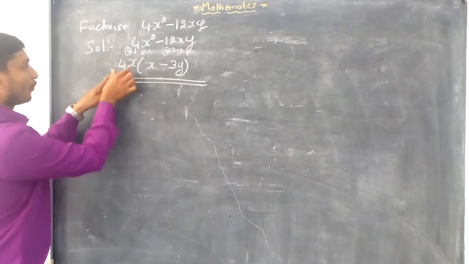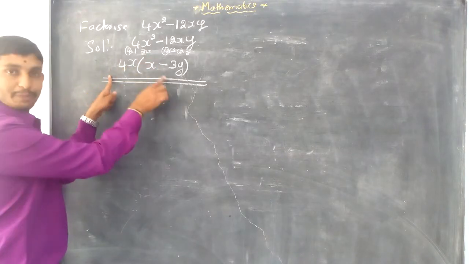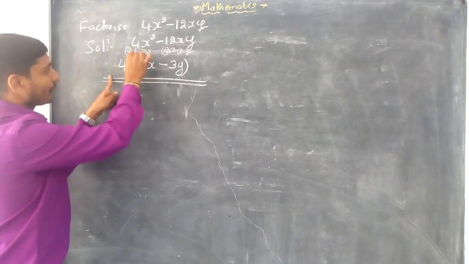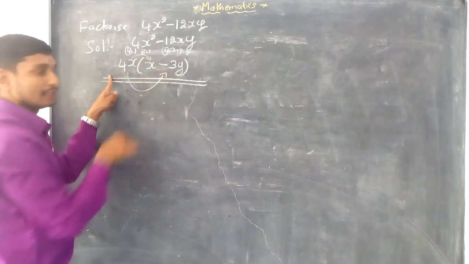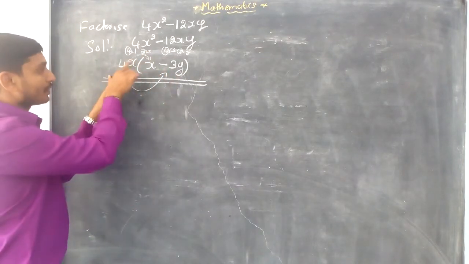Let us verify 4x into x minus 3y. It is more or less binomial. You know how to multiply. First multiply this one for this one, then this one for this one. That means minus 3, right? Yes, plus into plus is plus.